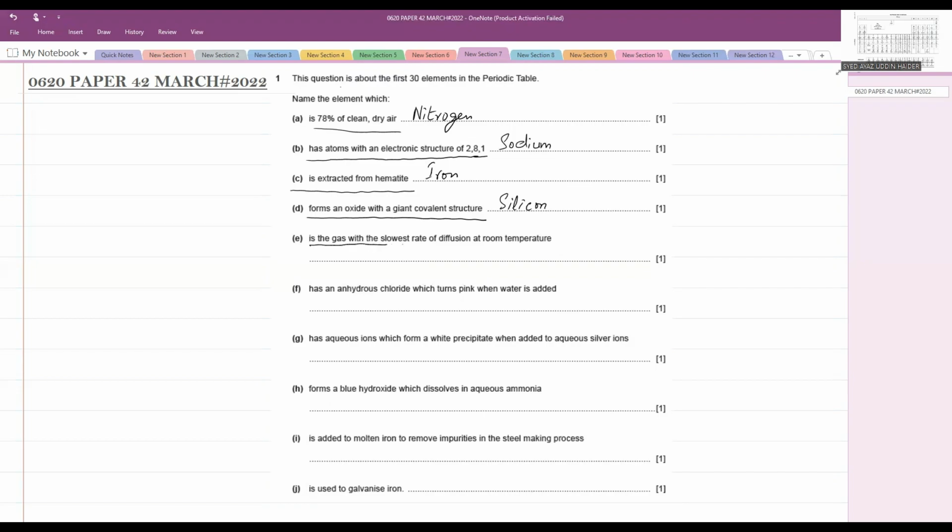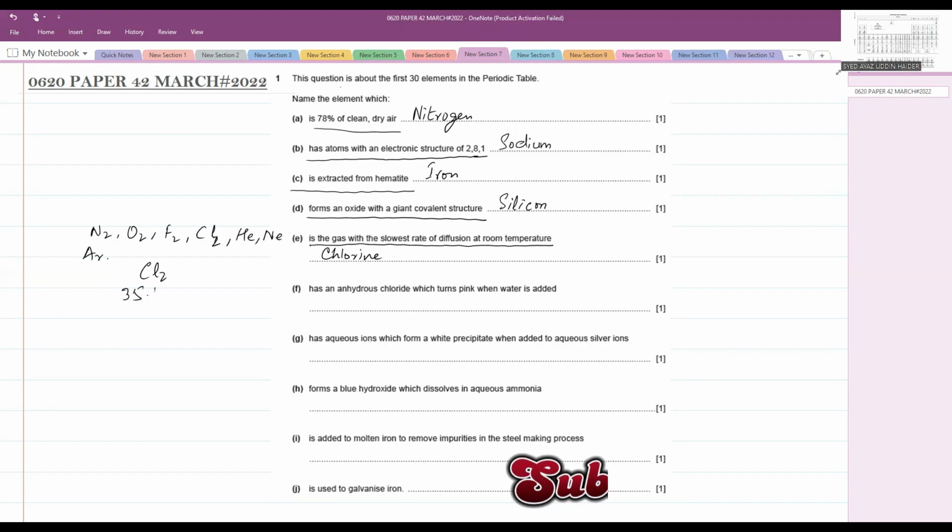E is a gas with the slowest rate of diffusion at room temperature. Recall all the gases from the first 30 elements, and these will be N2, O2, F2, Cl2, He, Ne, and Ar. Now calculate their relative molecular masses and atomic masses. You will find that chlorine will be the one with the highest mass, which means that it is the gas with the slowest rate of diffusion. I will do the calculation for Cl2. Its Ar is 35.5. Multiplied by 2, you will get 71.